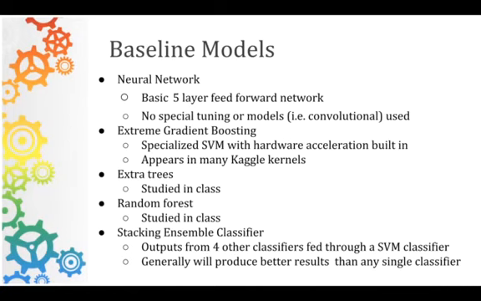The 5 classifiers were a basic 5-layer feed-forward neural network with no special tuning, an extra trees and a random forest classifier, which were reviewed later in class, an extreme gradient boosting classifier, which is similar to a gradient boosting machine but with hardware acceleration built in, and finally, a stacking ensemble classifier, which takes output from 4 other classifiers and feeds this through a final gradient boosting classifier.